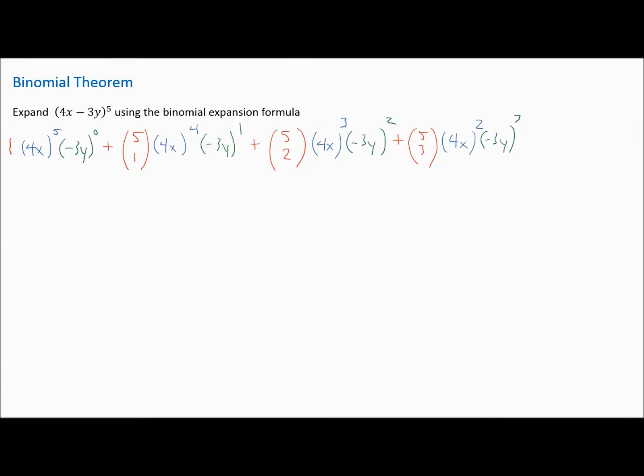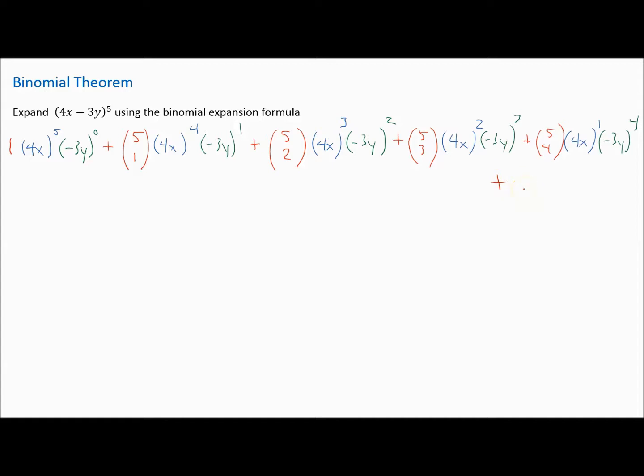Plus, my next coefficient is going to be 5 choose 4, right? My x's, or my first term, is counting downward, 5, 4, 3, 2, 1. Whereas my second term is counting up, 0, 1, 2, 3, negative 3y to the fourth. Now here's the problem. I don't have enough space on this line, so I'm going to come right underneath here.